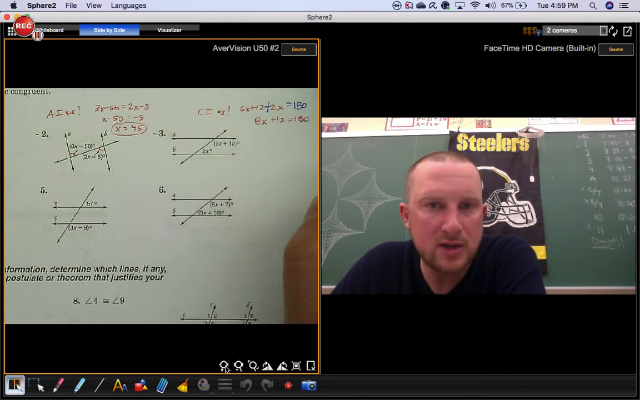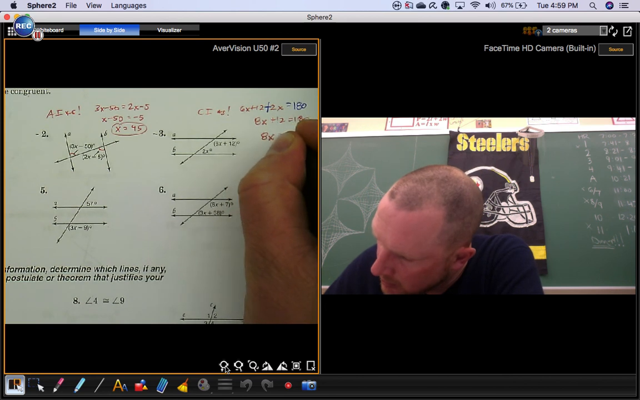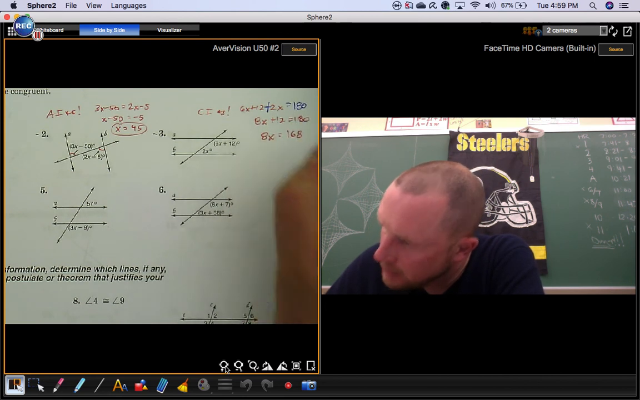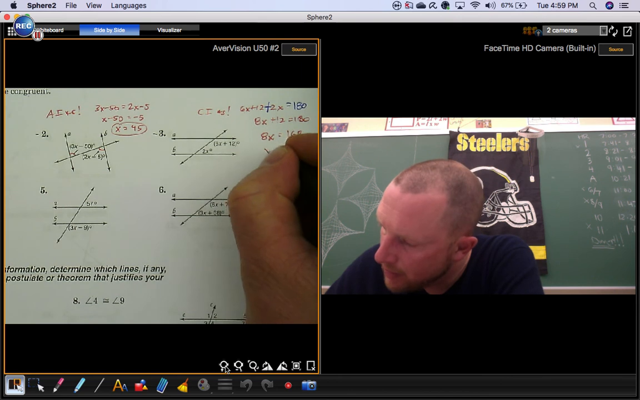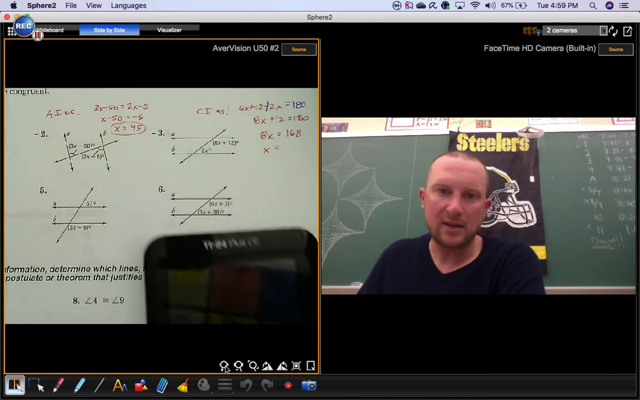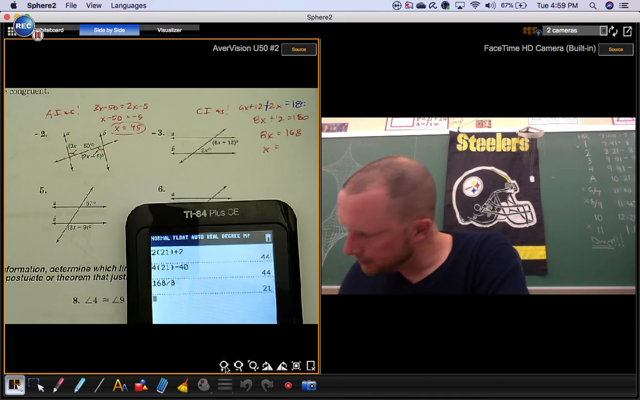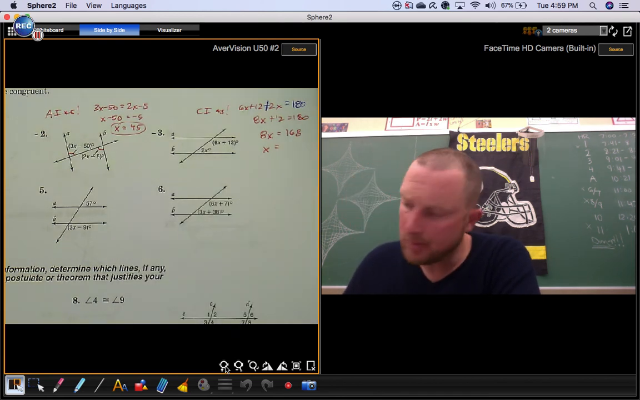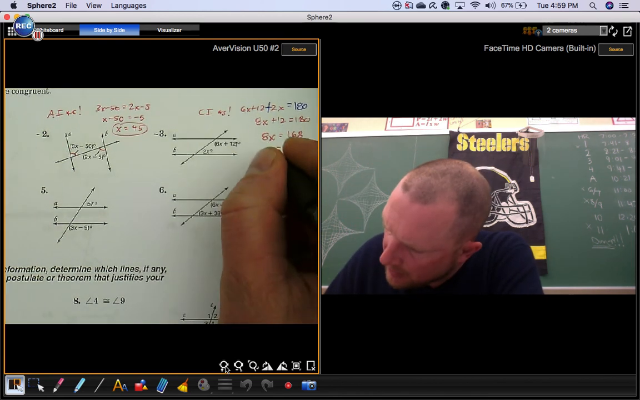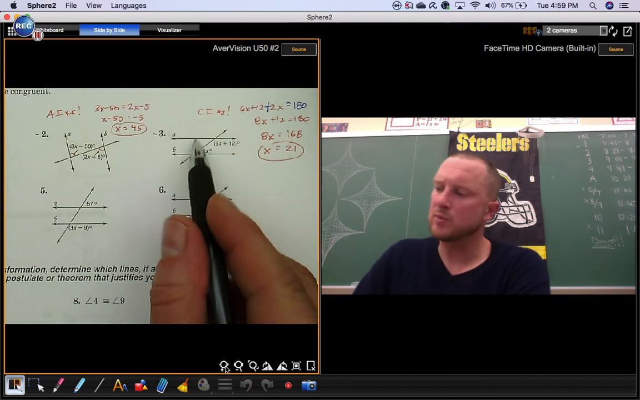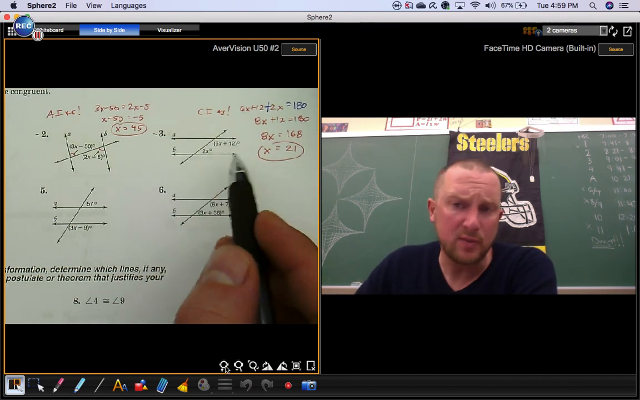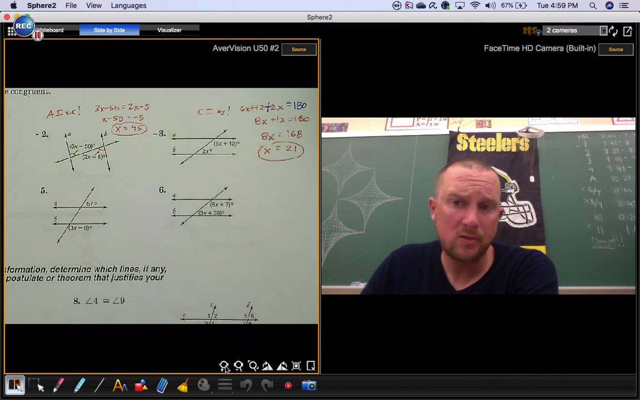Subtract 12 from both sides. And then divide by 8. How many times does 8 go into 168? 21 times. If x is 21, these lines will be parallel. If x is anything different, they will not be parallel.